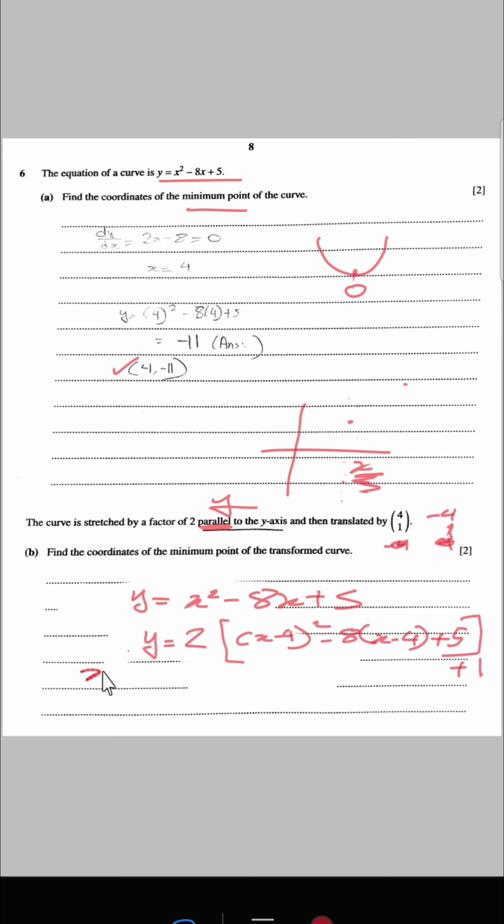Then initially the x coordinate was 4, after translation x minus 4 becomes 4, that is the x coordinate becomes 8. And the y coordinate was initially negative 11. After the stretch of 2, it is multiplied by 2 and translation of 1 means it is added to 1. So our final answer is negative 21. So after the transformation, the minimum point becomes 8 and negative 21.